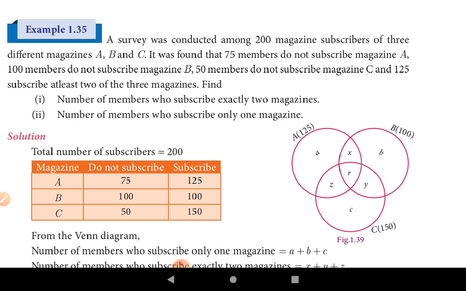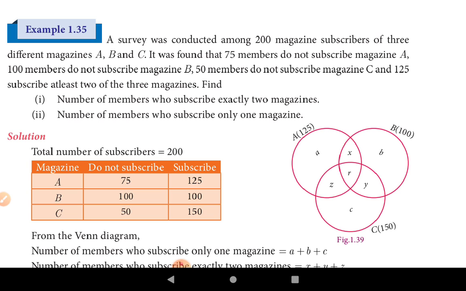It was found that 75 members did not subscribe magazine A. So 75 members did not subscribe, in the sense 200 minus 75 you will get 125. So 125 people are subscribers of magazine A. 100 people did not subscribe magazine B, which is 200 minus 100. So 100 subscribers are there for B. And 50 do not subscribe magazine C. So 200 minus 50, so 150 subscribers.